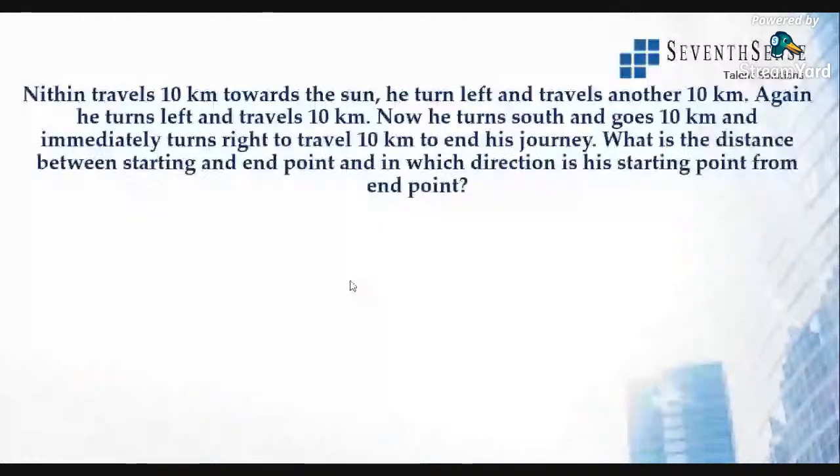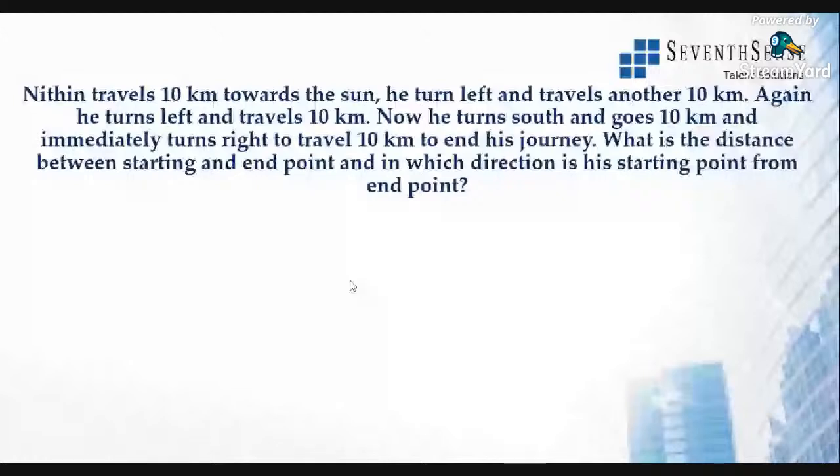We have this question. Nitin travels 10 kilometers towards the sun. He turned left and travels another 10 kilometers. Again, he turned left and travels 10 kilometers. Now he turns south and goes 10 kilometers, and immediately he turns right to travel 10 kilometers to end the journey. What is the distance between the starting and end point, and in which direction is his end point from the starting point?